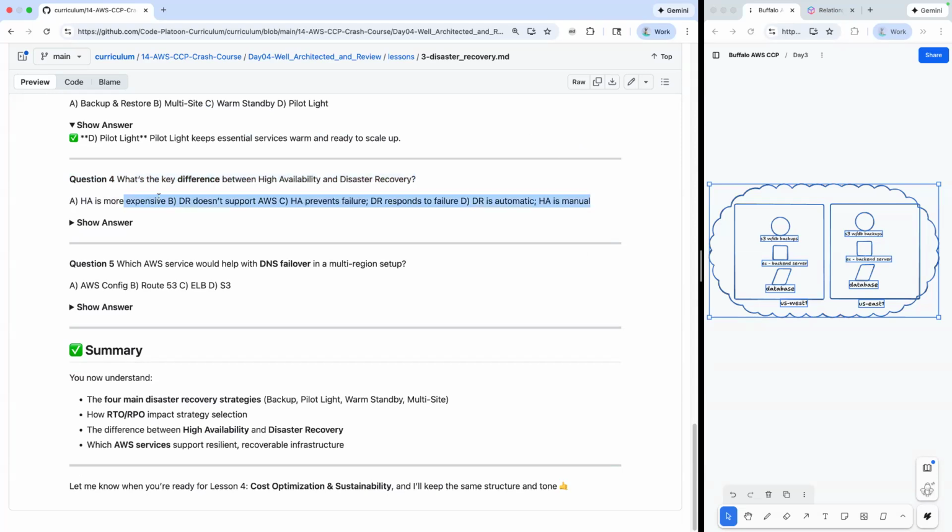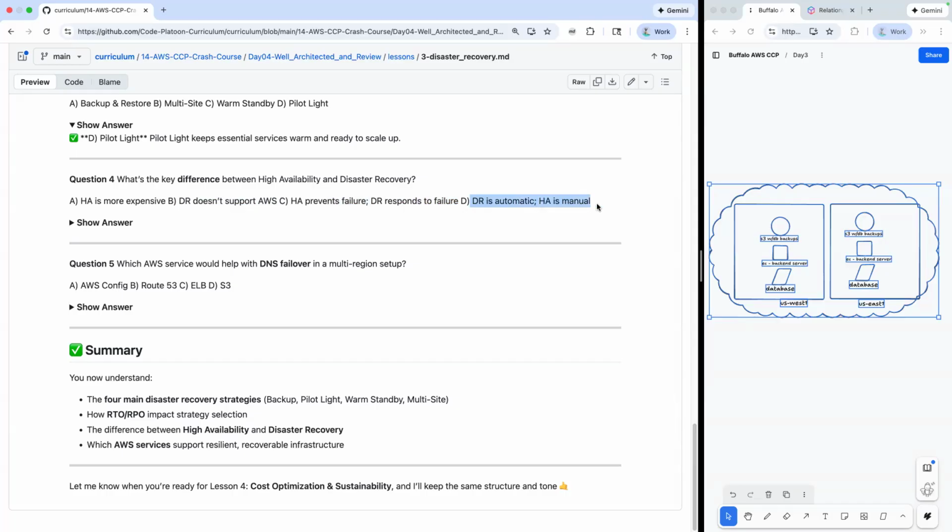So I can rule out option A right off the bat, right? We're talking about cross tiers, not really what we're doing. Disaster recovery doesn't support AWS. That's obviously a non-answer as well. High availability prevents failure. Disaster recovery responds to failure. Okay, that sounds probable. Disaster recovery is automatic.